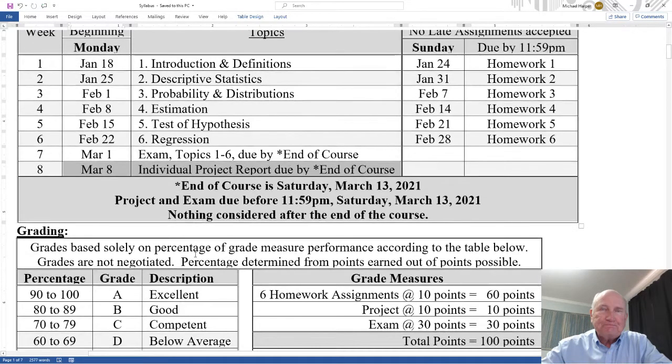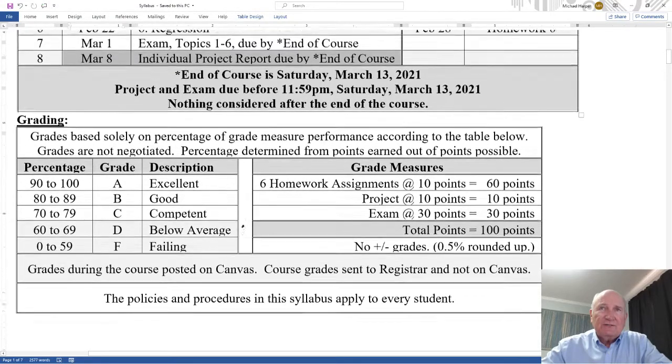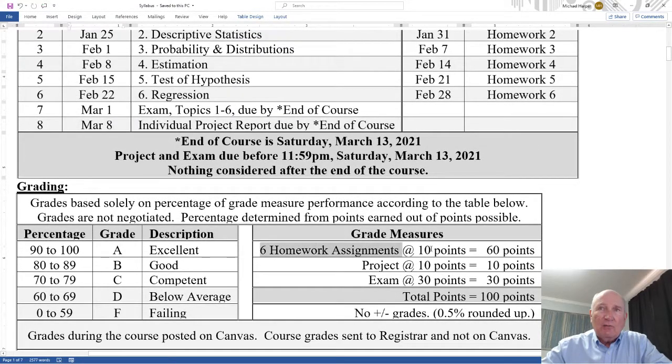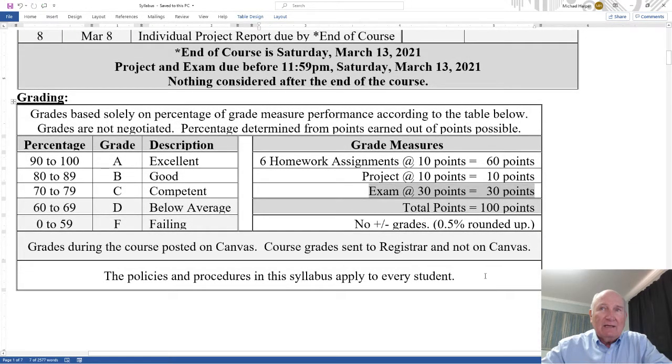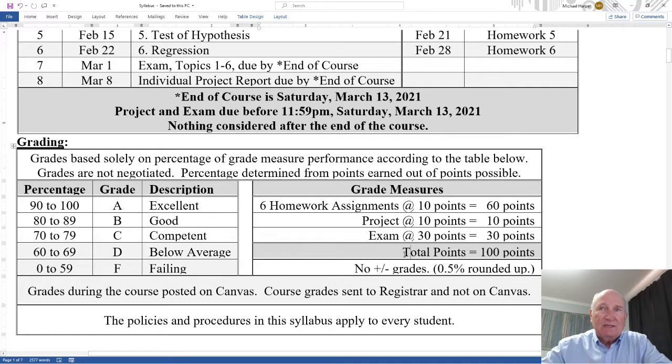Okay. Now, as far as grades are concerned, the 6 homework assignments are 10 points each. The project is 10 points, and the exam is 30 points. So all of those are 100 points. It's all based on just a point system.